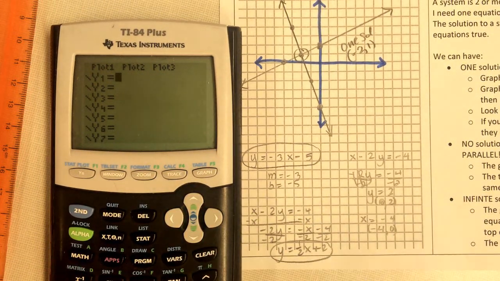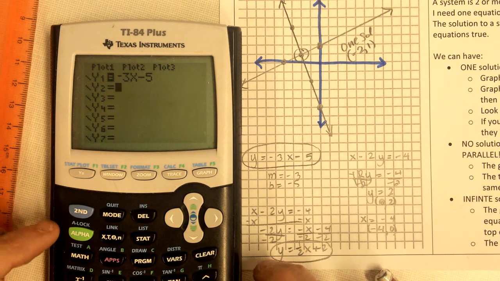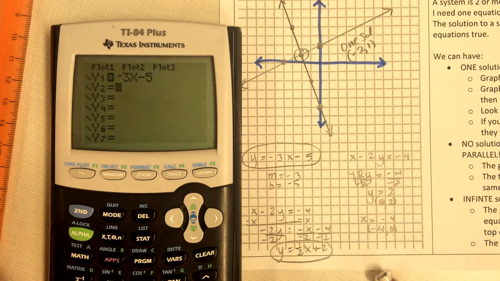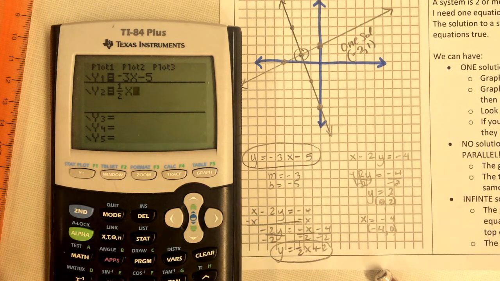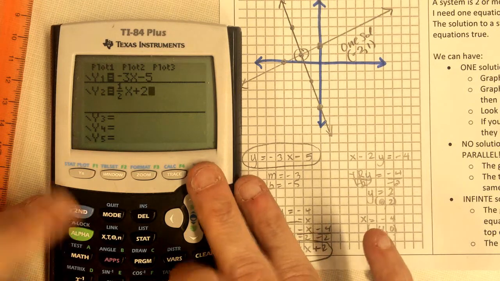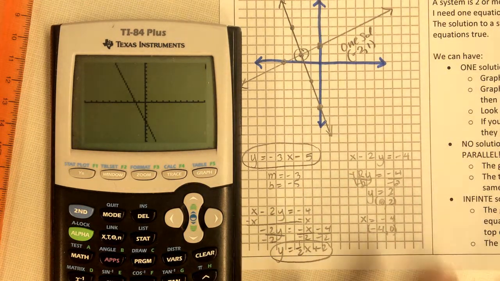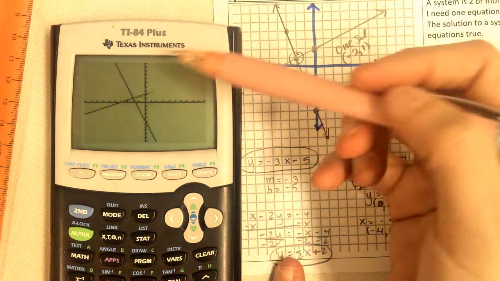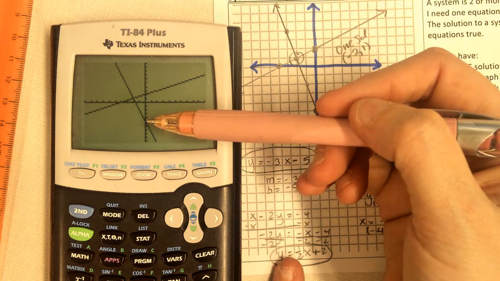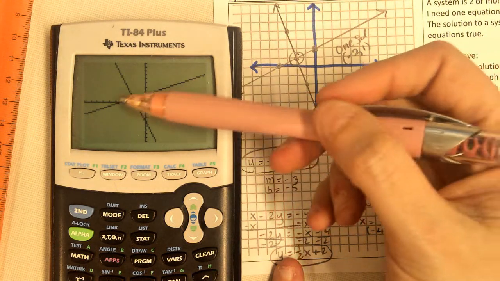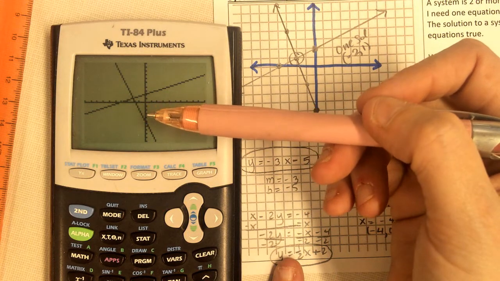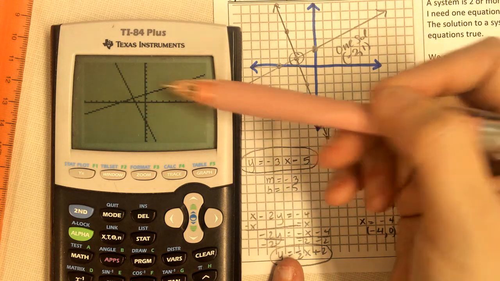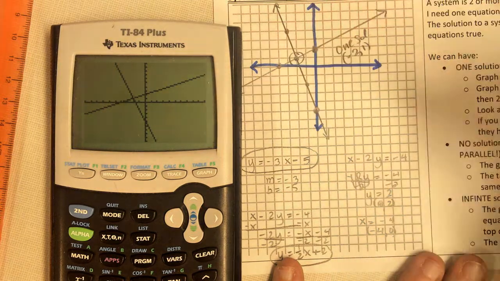I can put them in here, and I get negative 3x minus 5 for y1. For y2, I'm going to put in 1/2 x plus 2, and I can look at the graph. Okay, so the first thing I can do is look at the graph. Now, I'm sure you've noticed that on our calculators, the graphing part is not as precise because it's a poor quality display. So there's two things I can do.